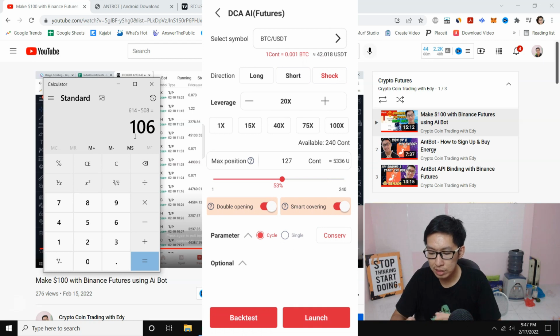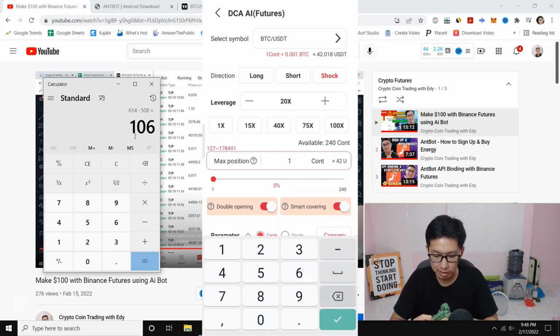Now the max position will depend on your capital. If you have more money, you can increase the positions. You can go to max here. If you see, I cannot max it out because my money is not enough. So we can just leave it be. The bot already calculates your max position. If I change it, you can see here, I can change it from 127 to 178491. Let's try 10,000.